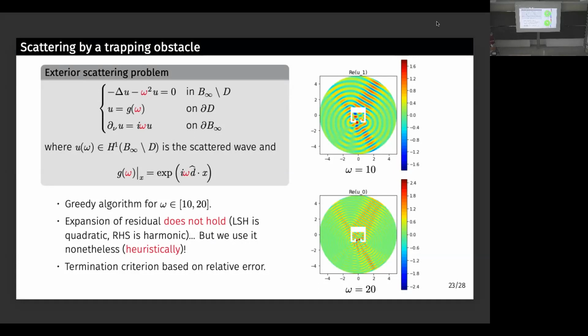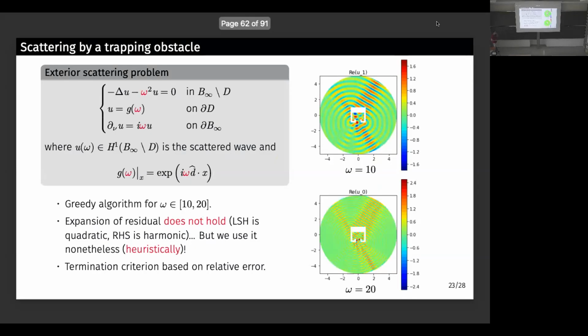The problem is, of course, that here we're not in the setting where the theorem applies, because for one, the dependence on the frequency is quadratic; it's not linear. And secondly, the frequency appears also in the right-hand side. So neither of the two assumptions of the theorem were satisfied. But we still apply the indicator heuristically, and we try to see how good the results are.